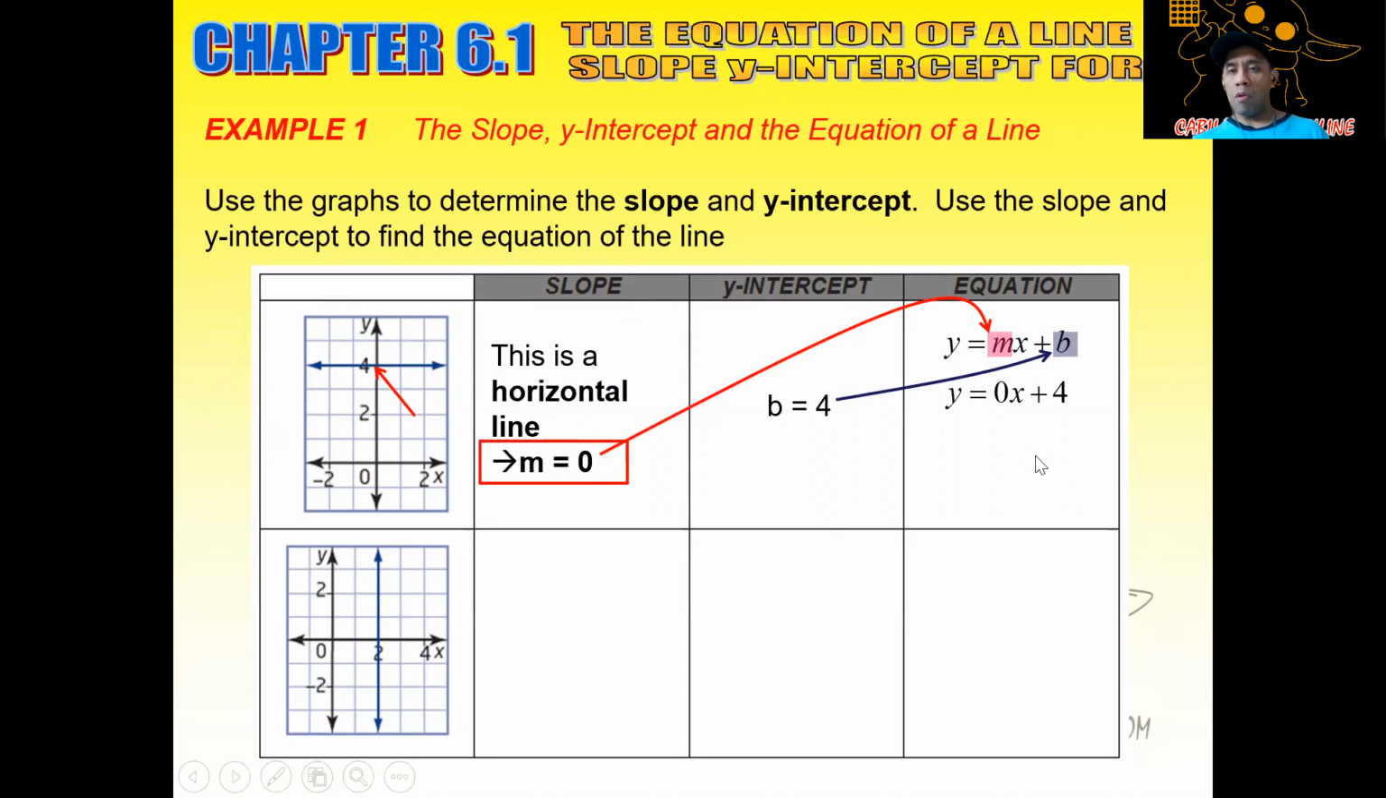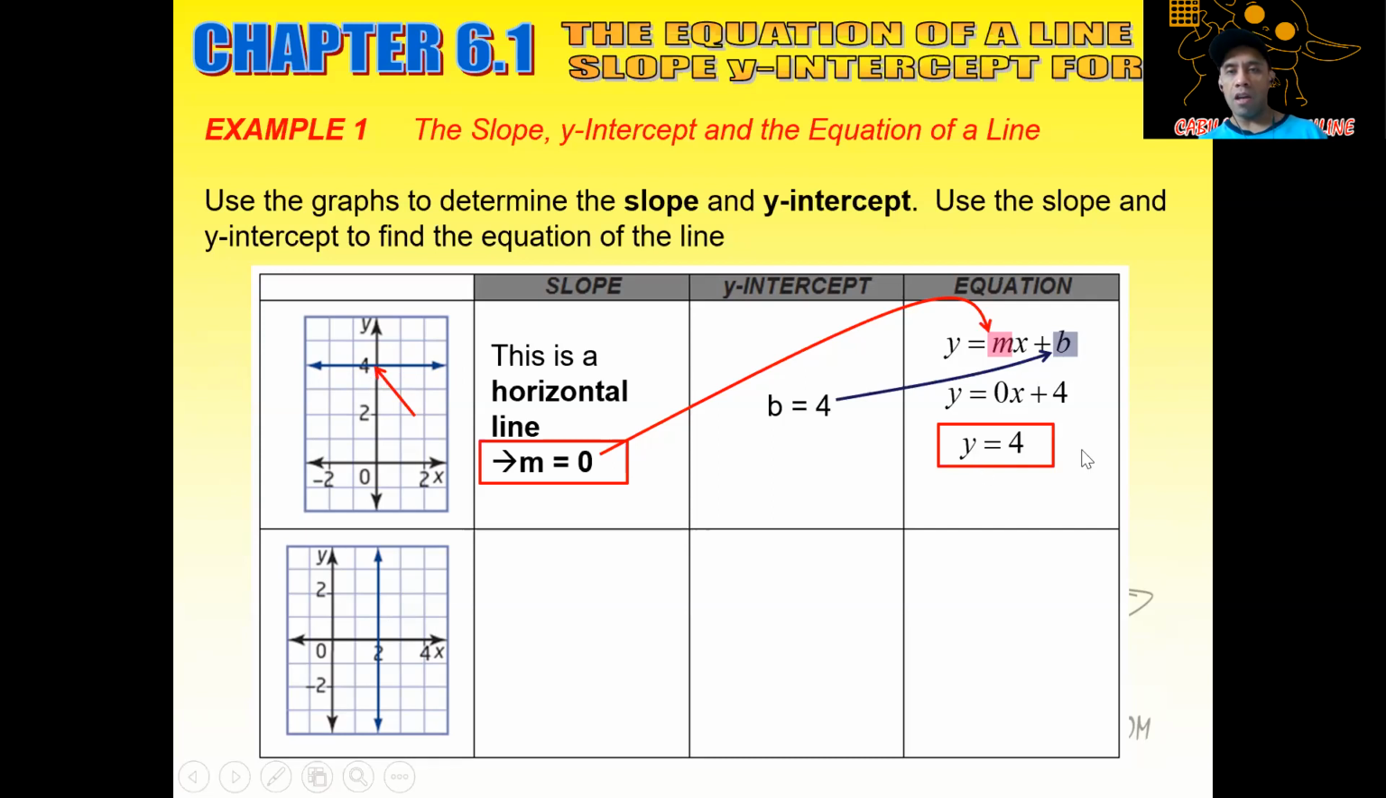Now, remember that when you multiply 0 to any number or letter, it's just going to give us 0. So the equation of this horizontal line here will be y equals 4. Now, a little bit of a shortcut, and by all means, this is probably the best way to do it, is that anytime you see a horizontal line, it's always going to be y equals some number, where that number is where it touches the y-axis, okay?